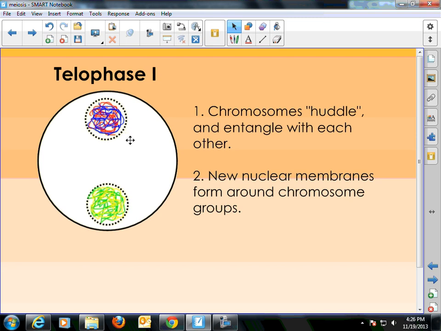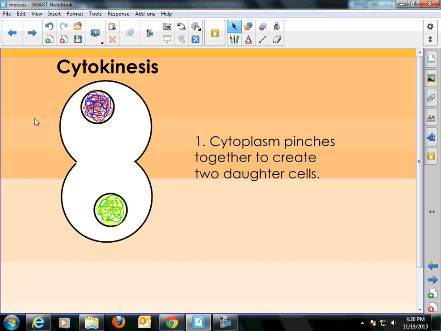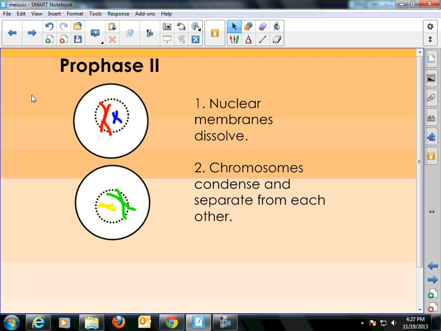When we divided these up, they were still in their X shape, so we have to go into a second division. And so first of all, we have to divide the daughter cells just like we did with mitosis with cytokinesis, same process, and we're going to end up with 2 daughter cells. But instead of going into an interphase, we're going to go right into this prophase 2. And the chromosomes are still in their X shape, so we have to separate these chromatids because we have twice the amount of DNA for each chromosome.